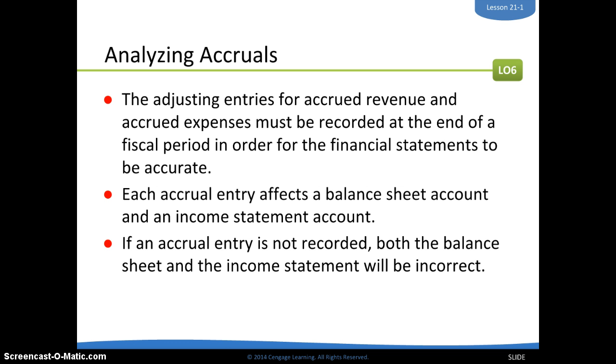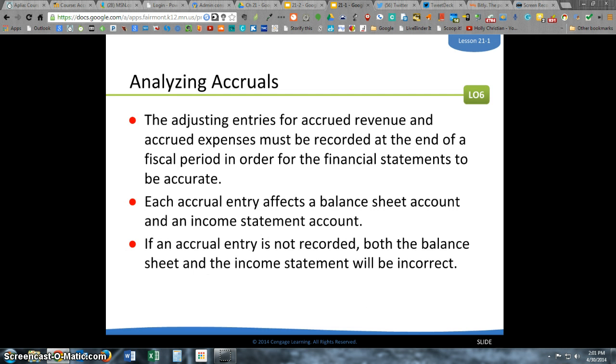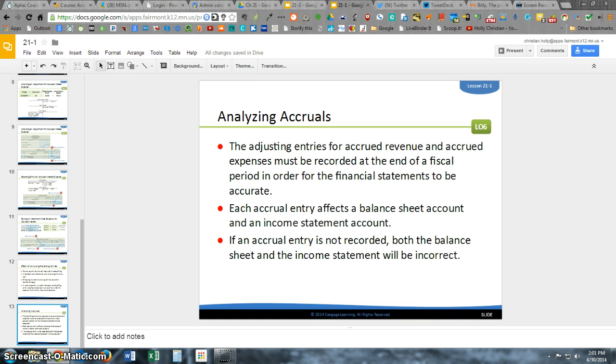Adjusting entries for accrued revenue and accrued expenses must be recorded at the end of the fiscal period so that your financial statements accurately portray the correct income and the correct expenses. That's why we do adjusting entries. Each accrual entry affects a balance sheet account and an income statement account. So if it's not recorded, both your balance sheet and your income statement will technically be incorrect because you are not accurately recording and publicizing to the general public or whoever might look at your financial statements what you earn and what your expenses are.